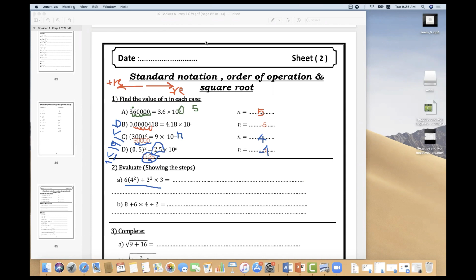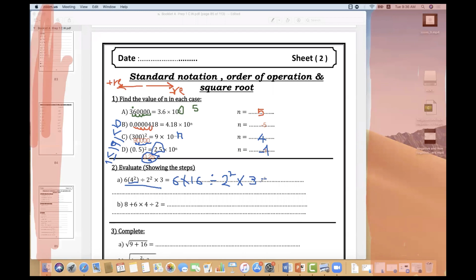Yes, Alaa. The first thing we will start with is the brackets. So it will be 6 times 16, divided by 2 power of 2, times 3. Shouldn't we solve 2 power 2 directly, making it 4? We start with the power, so 2 power 2 is 4. It is in the second level.